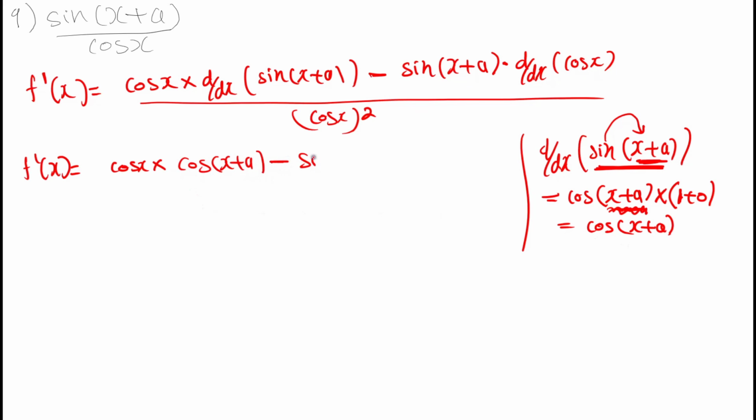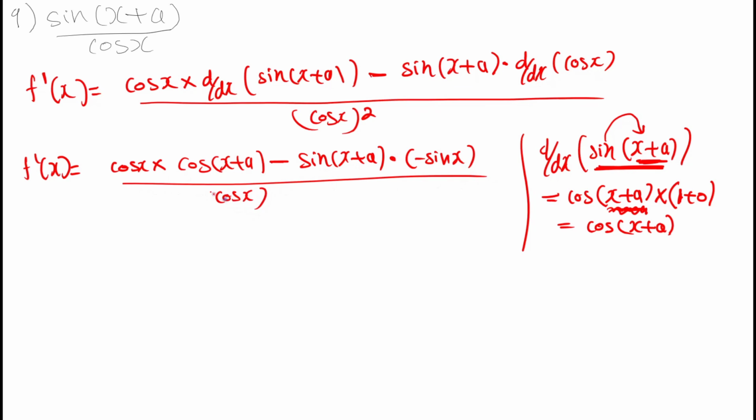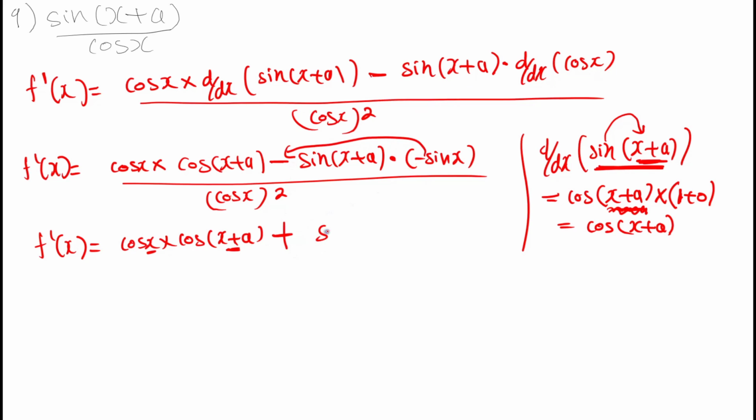minus sin of (x plus a) into the derivative of cos x, well known, that is minus sin x, divided by cos x whole square. So that f dash of x is equal to cos x into cos of (x plus a). Here we can't multiply the angles, here the angle is x, here the angle is x plus a. Minus into minus will become plus, sin of (x plus a) into sin x, divided by cos x whole square.